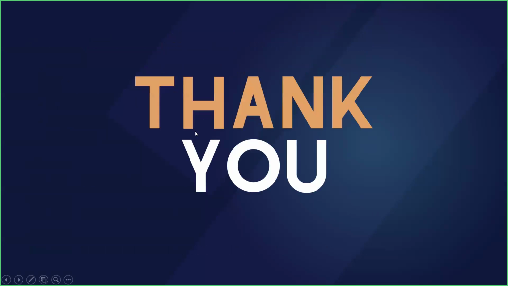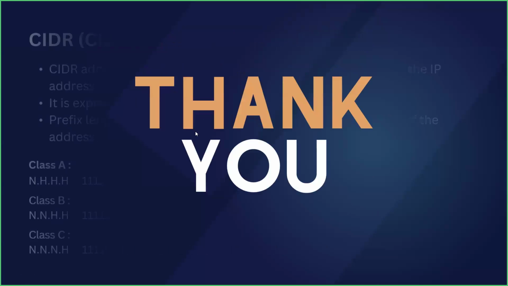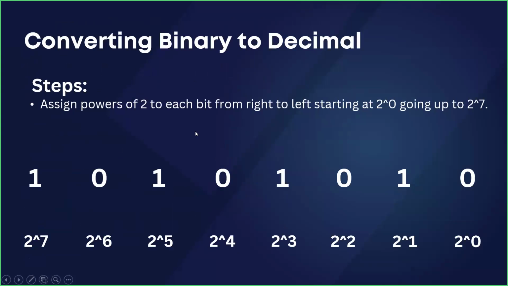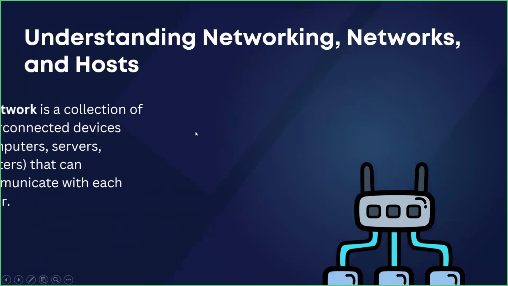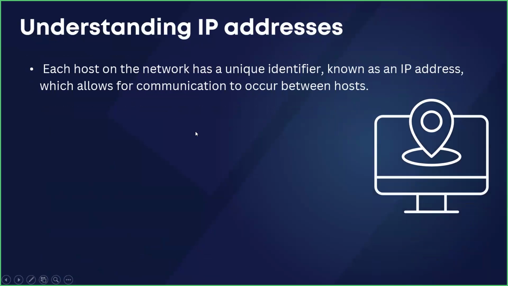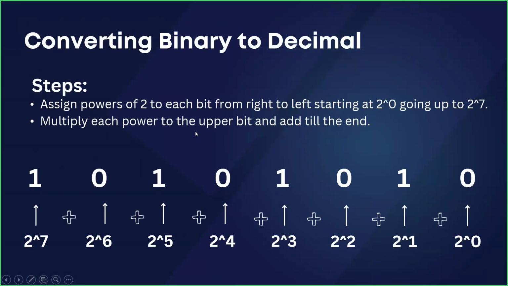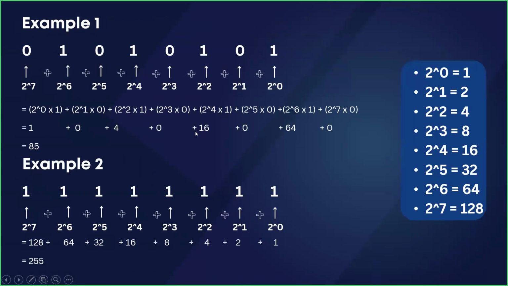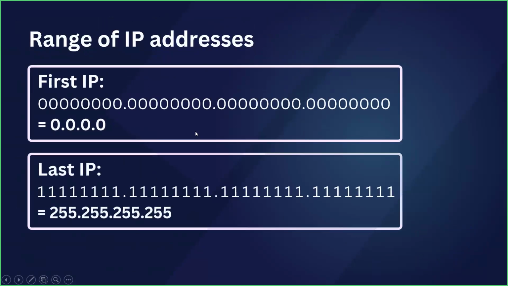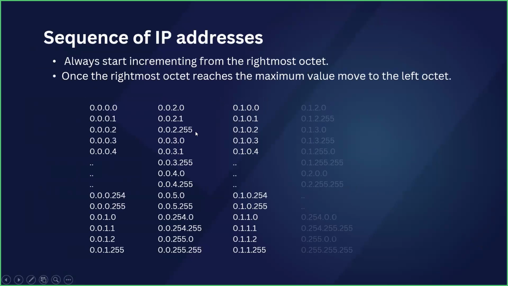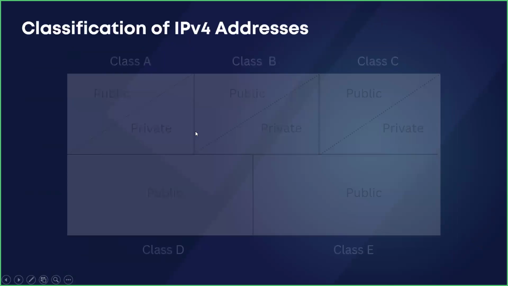Okay. A quick recap of what we have learned in the last 3 classes, guys. First, we talked about what networking is, what networks are, and what hosts are. If I go back to the first slide here. Yeah. So we talked about networking, what are networks and what are hosts. Then we talked about specifically IPv4 addresses and the properties of IPv4 addresses. Then we talked about how you convert any binary number to a human readable decimal number to get the range of IPs. What's the first IP? What's the last IP? From the range, we figured out there are 4.3 billion IPs, and we talked about the sequence of IPs.